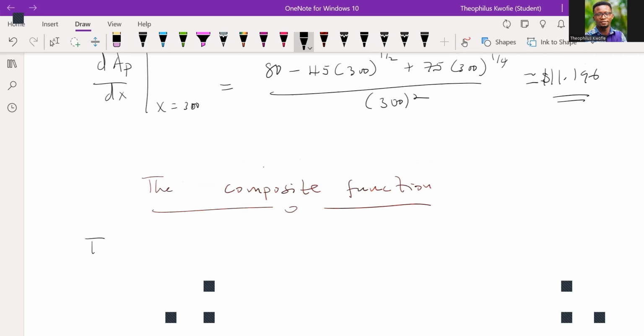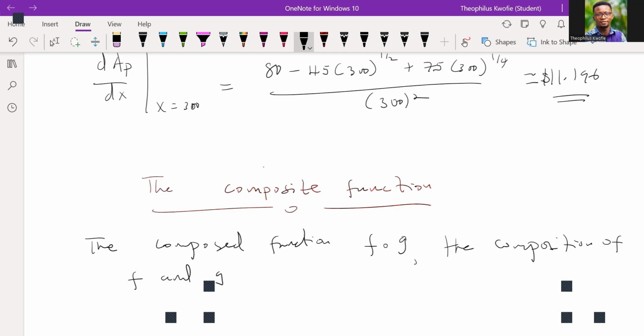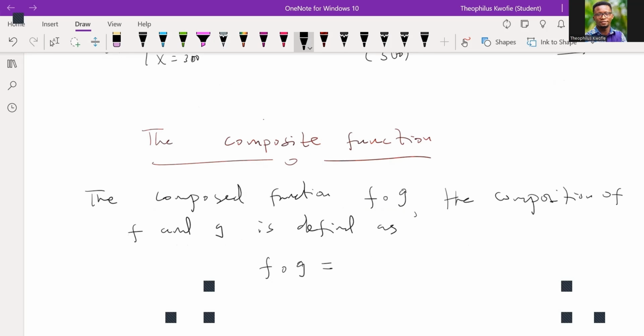So the composite function, I write it like this. If I have f and g as my functions, then the composite function will be written as this. Okay, so this is how we write it. The composition of such two functions f and g will be defined as this. This is what becomes interesting.